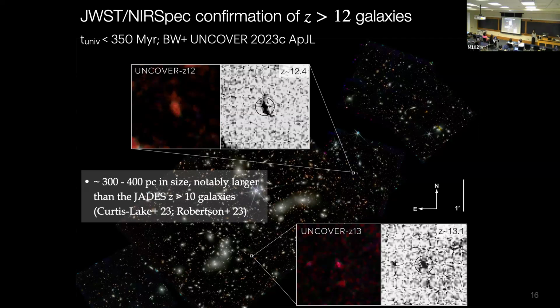Say those JADES galaxies, they look just like a tiny little blue dot on the sky, very different from those, a couple hundred parsecs in size. Maybe this is just some scatter in the mass-size relationship. We don't quite know, but yeah, these are interesting properties of the galaxies we discovered in the UNCOVER field.